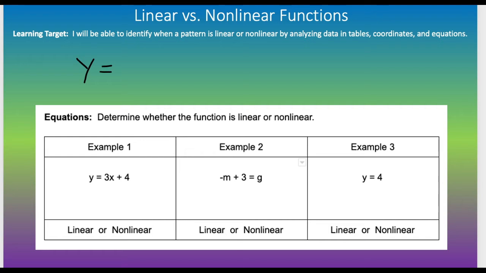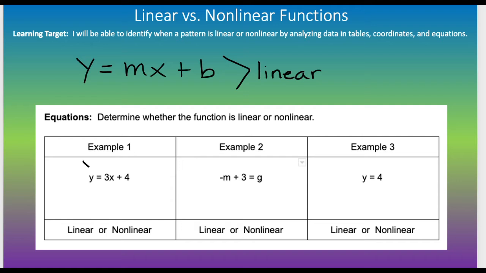Also, if a function is linear, the equation should be able to be written in this format, which is the slope-intercept form. So if you are able to write these equations in slope-intercept form, then they can be identified as linear functions. So let's look at this first example, y equals 3x plus 4.